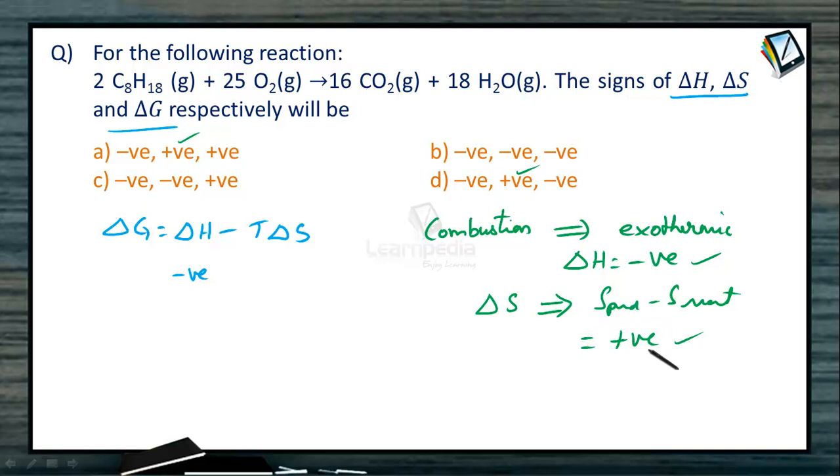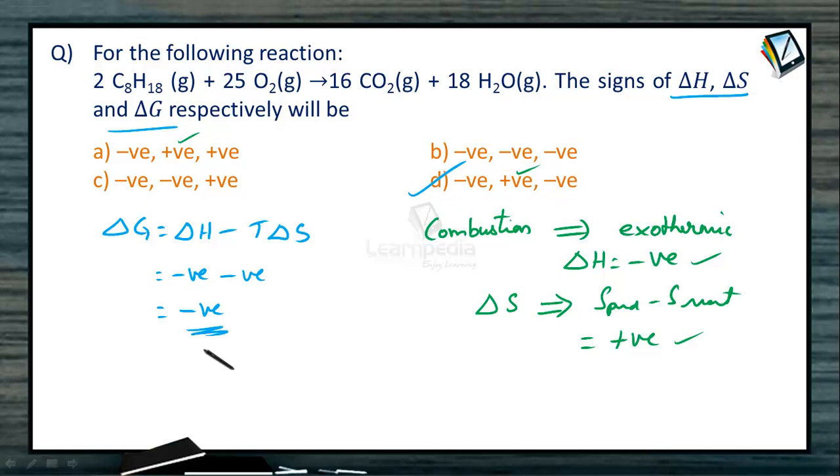Now let's substitute the sign of delta S in this expression. So whenever this is positive, definitely the entire term T delta S is negative only, irrespective of the value of temperature. So because of this one, the final delta G value is also negative, isn't it? So that is the reason why our answer is option D.